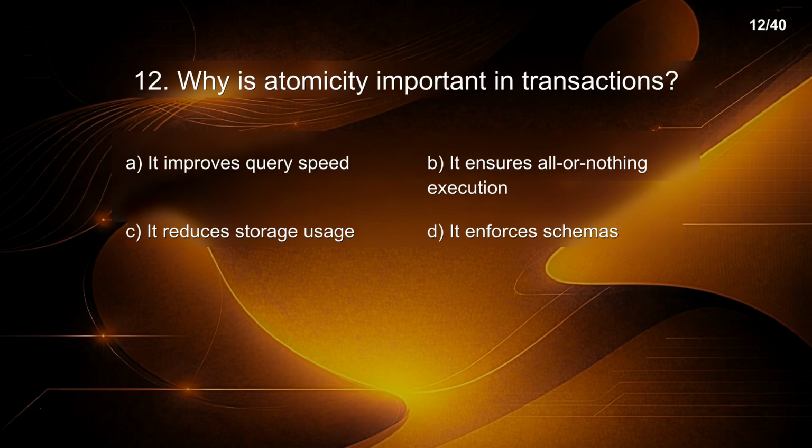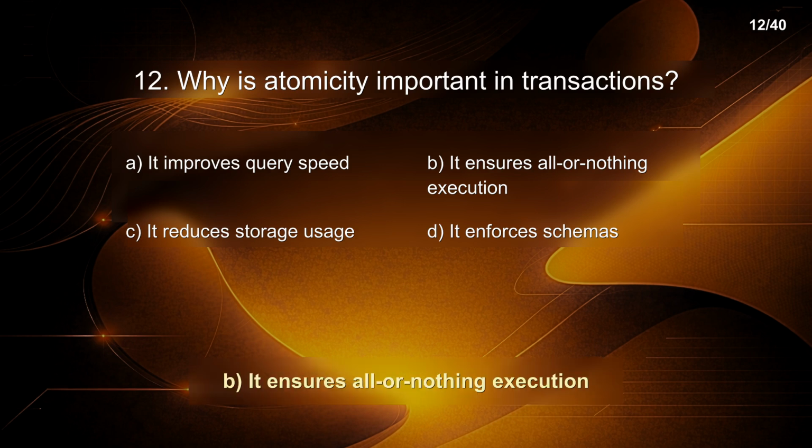12th question. Why is atomicity important in transactions? A. It improves query speed. B. It ensures all or nothing execution. C. It reduces storage usage. D. It enforces schemas. Correct answer is B. It ensures all or nothing execution.